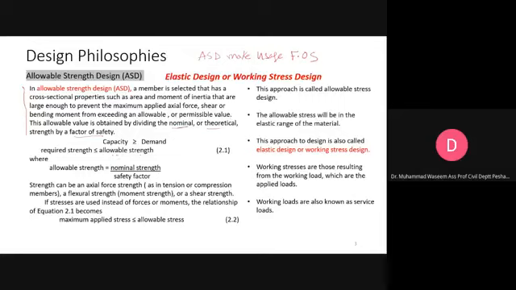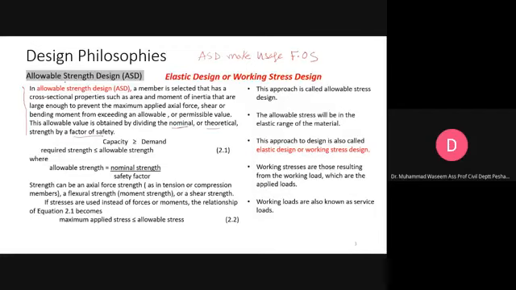And this allowable strength is representing the capacity. Now, as I told you, we reduce the capacity of the member, or we reduce the resistance of the member, in the ASD procedure by dividing it by a factor of safety. Now this allowable strength can be an axial force strength, as in members subjected to tension or compression, or it can also be a flexure strength, or a shear strength.